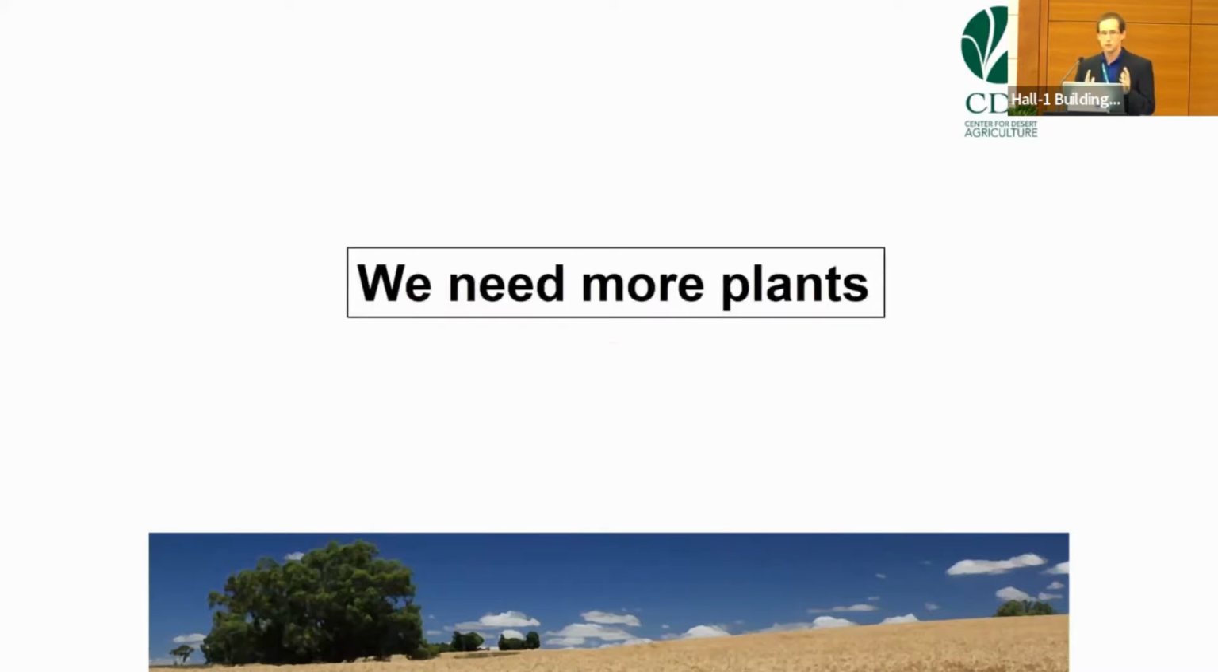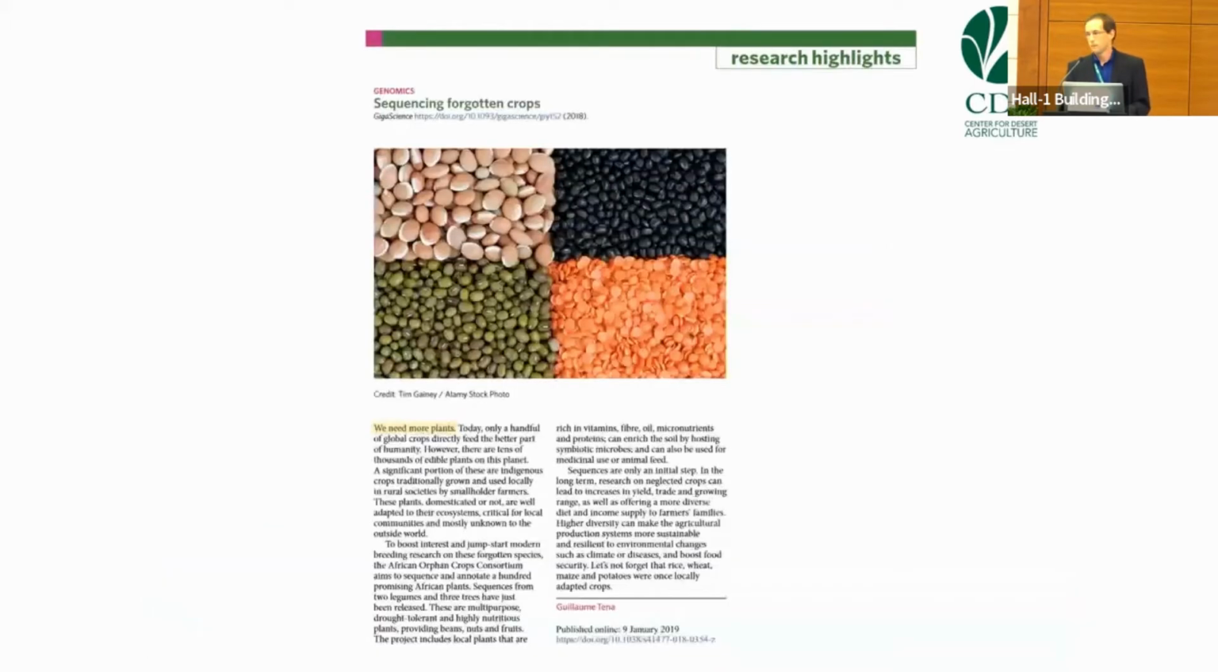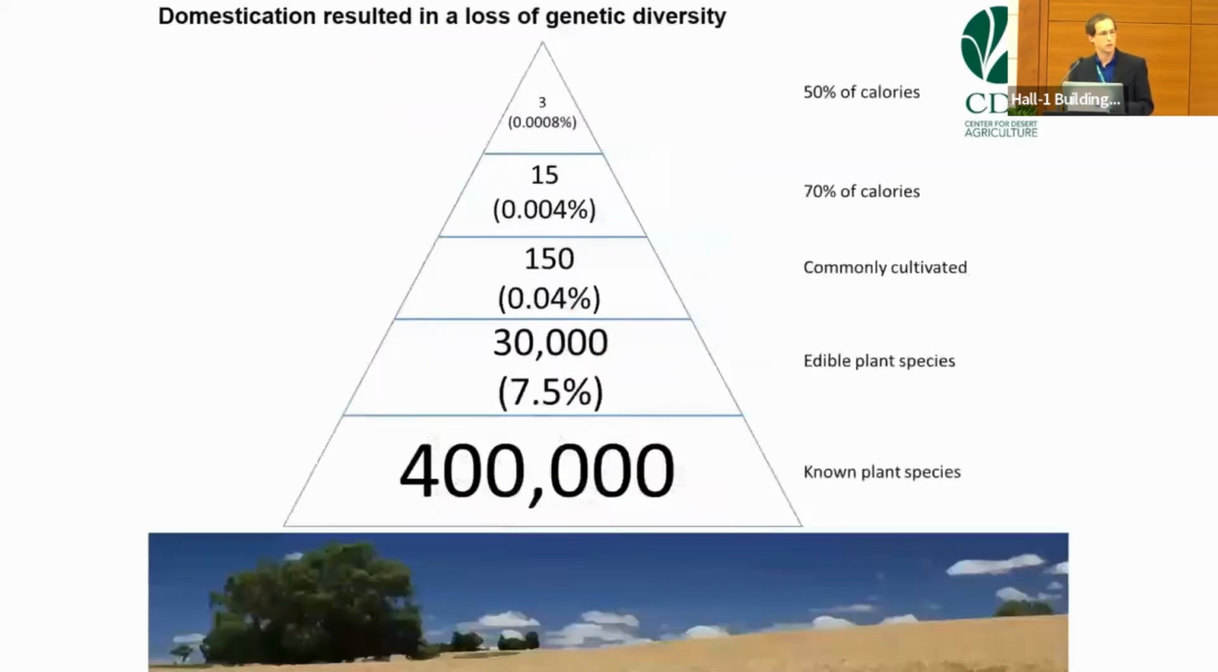Now, let me place the key message right at the beginning. We need more plants, or in other words, we need more crops, or we need new crops. Now, this is not my statement. This is something that scientists and breeders have realized for a long time. Our global food production, and hence also food security, really depends on only a handful of plant species.